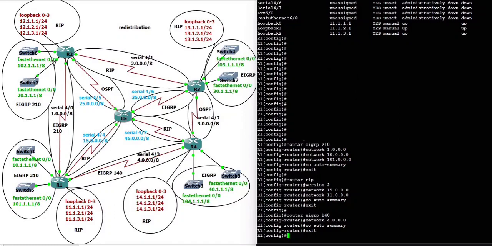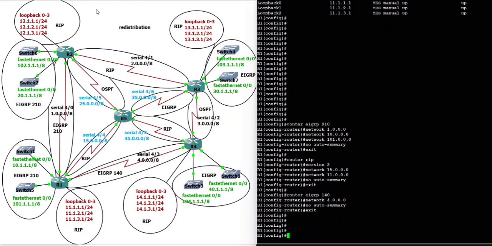You can see EIGRP 210 and the network is 1 dot network, 10 dot network and 101 network. 1 network is this serial interface 4/0, 10 dot and 101 network are these fastnet networks. RIP we have network 15 dot network, which is connected to router 5, and 11 dot network, these are loopback addresses. And EIGRP 140, 4 dot network is the serial interface address 4/3, which is connected to router 4.